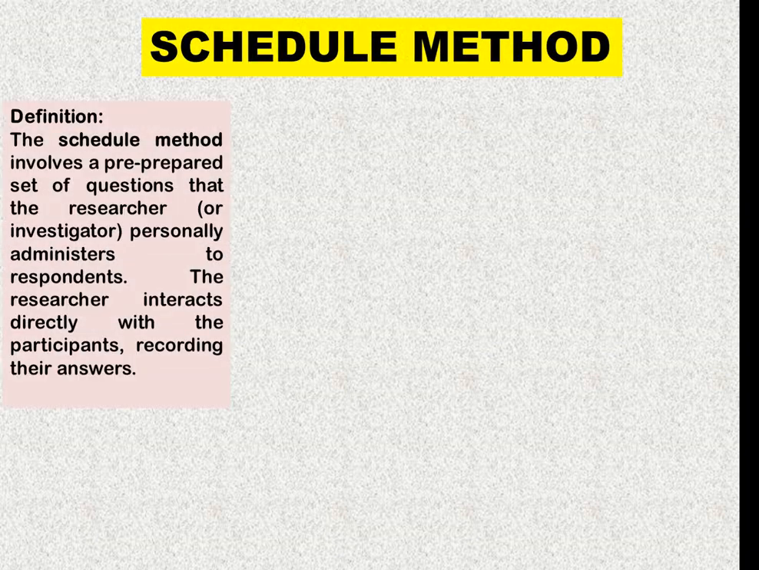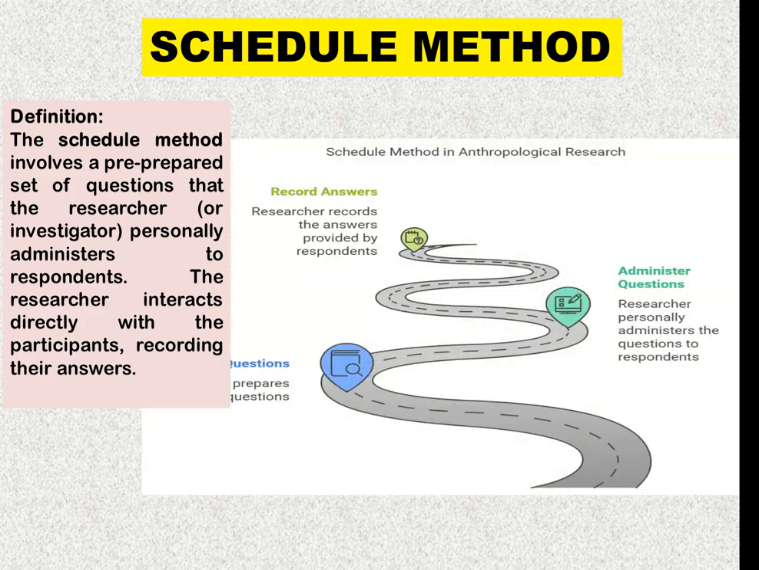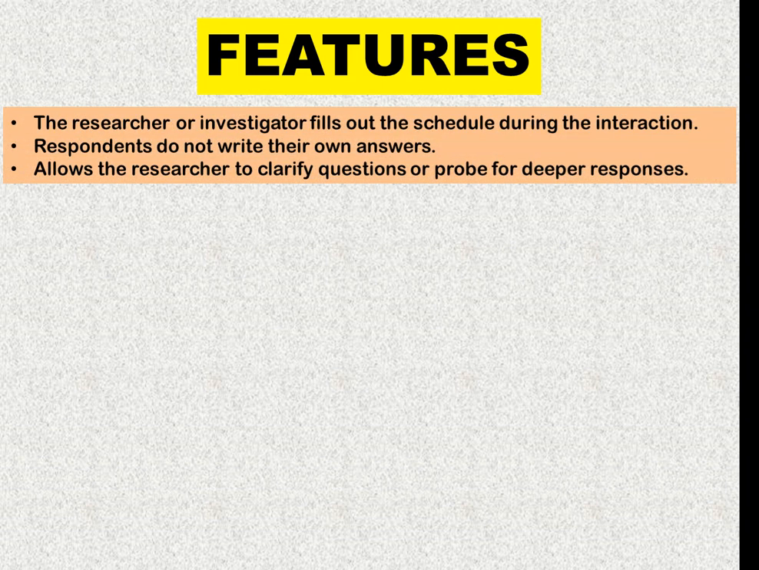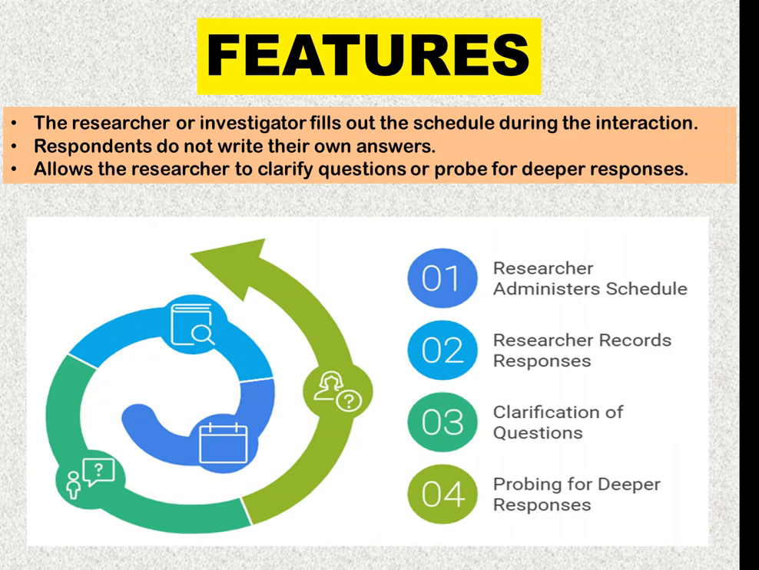Schedule method. Definition. The schedule method involves a pre-prepared set of questions that the researcher, or investigator, personally administers to respondents. The researcher interacts directly with the participants, recording their answers. Features. The researcher or investigator fills out the schedule during the interaction. Respondents do not write their own answers. Allows the researcher to clarify questions or probe for deeper responses.